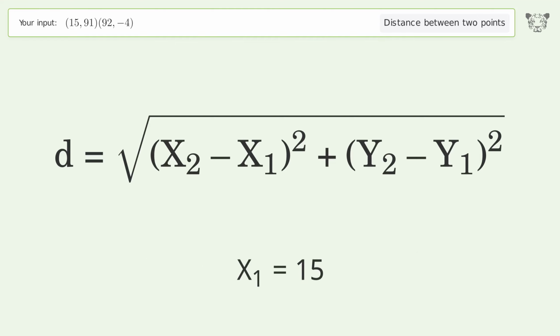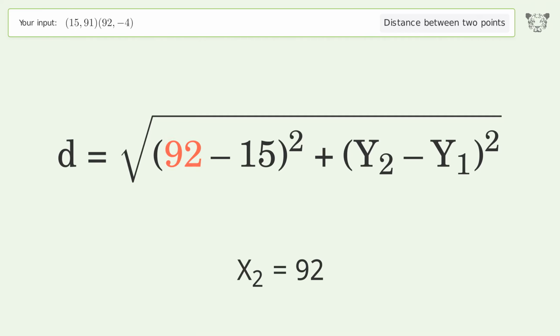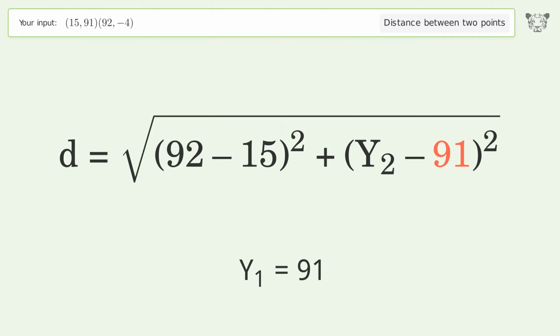x1 equals 15. x2 equals 92. y1 equals 91. y2 equals -4.